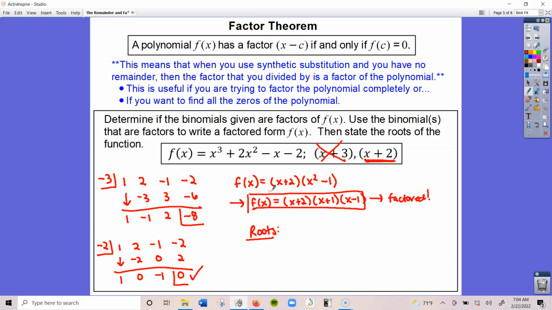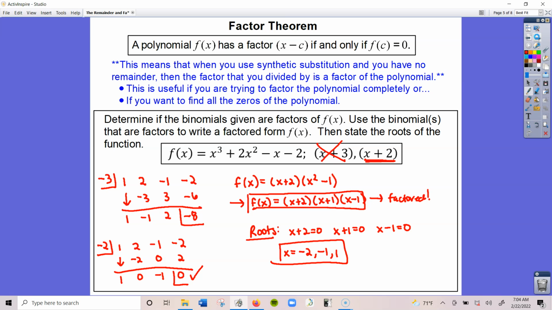The roots are what make the polynomial equal to 0, meaning x plus 2 must equal 0, x plus 1 must equal 0, and x minus 1 equals 0. And now we solve. Here we get that x is equal to -2, since I would have to subtract the 2. Here, -1, since I'd have to subtract the 1. And here, +1, since I'd have to add the 1. These are my roots.